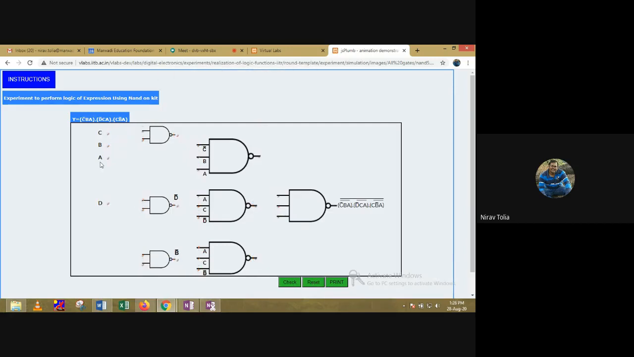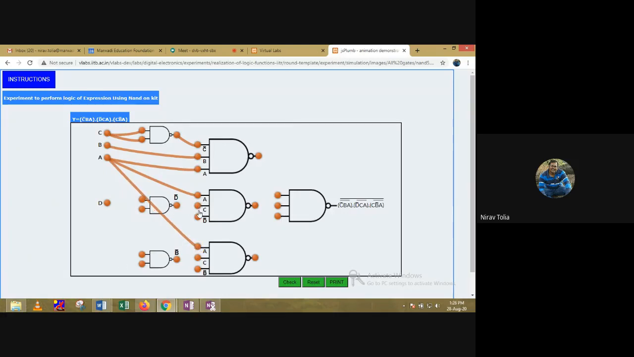Okay, so reset. What we required is C bar. So I am connecting C here, so it gives C bar. I am connecting B directly, I am connecting A directly. Again I required A downward, so I am connecting A here. Again I required A downward, so from here I am connecting A here.